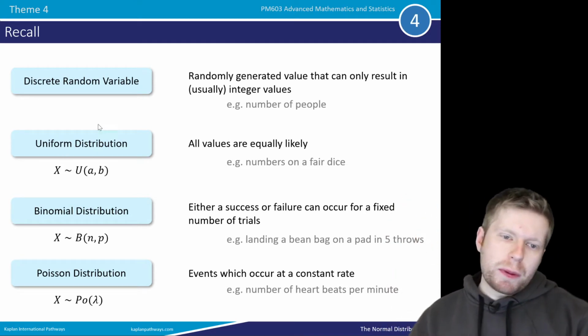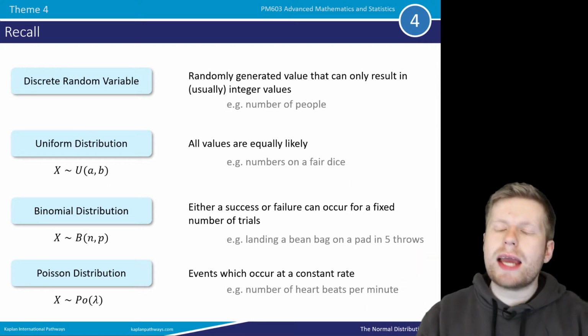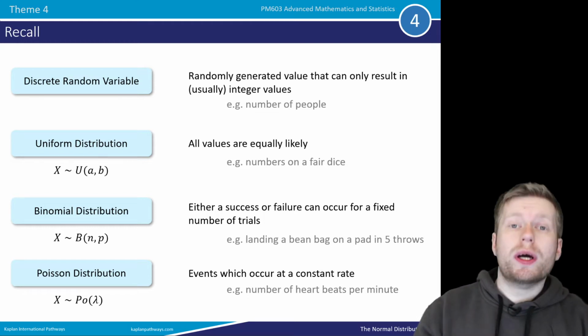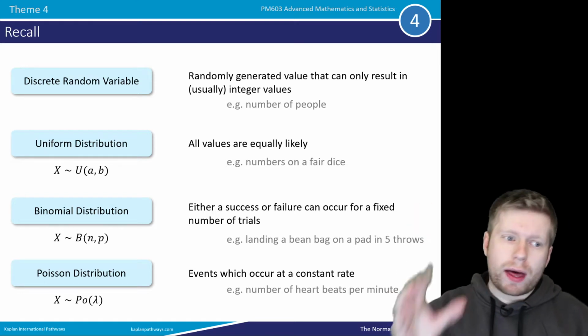Just be aware that the uniform distribution, we've looked at it from a discrete context, so for discrete random variables. There is also a uniform distribution for continuous random variables as well, but we don't look at that in this course. So just be aware of that.